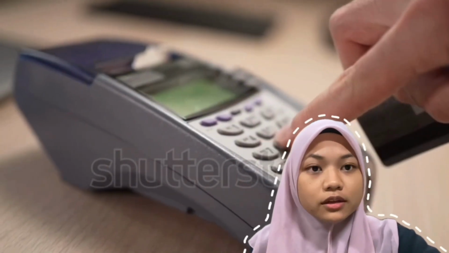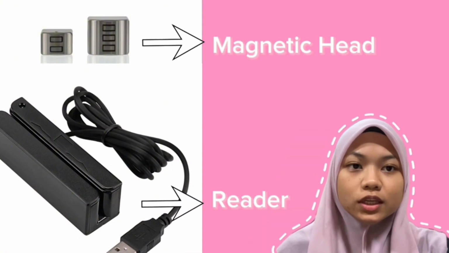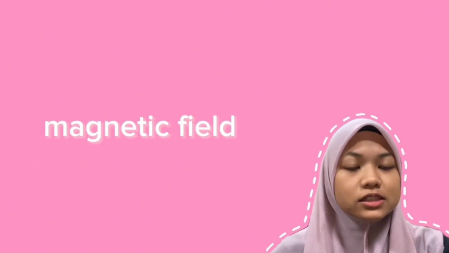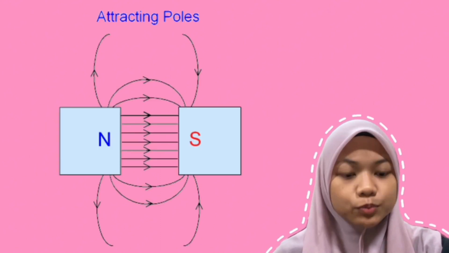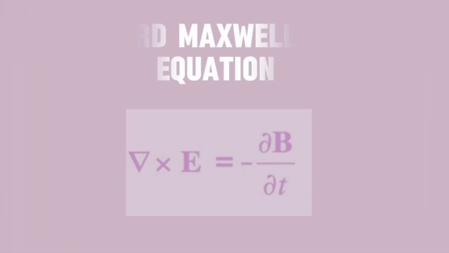in one direction, whether north or south pole. The magnetic head within the reader detects the changes in magnetic field, and the transitions between north and south poles of magnetic flux generate an electrical signal. This is described by Faraday's law, which is the third Maxwell's equation.